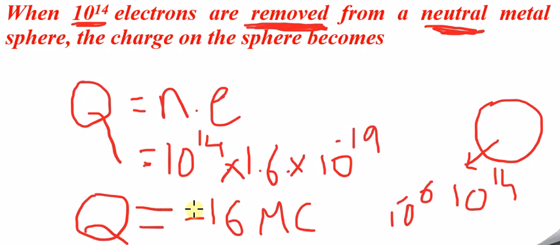Hence it is plus 16 microcoulombs. So the total charge after removal of 10 power 14 electrons is plus 16 microcoulombs, that is plus 16 into 10 raised to minus 6 coulombs. In this way you have to solve this. I hope this is very clear.